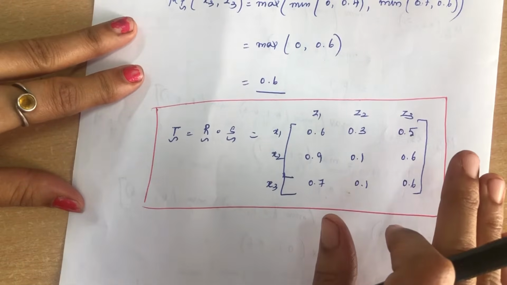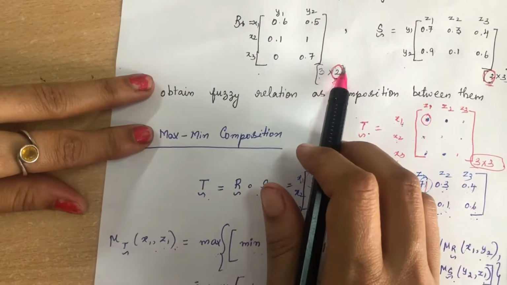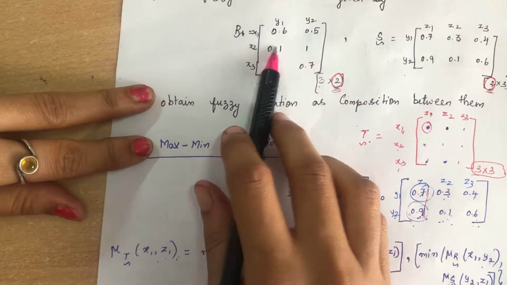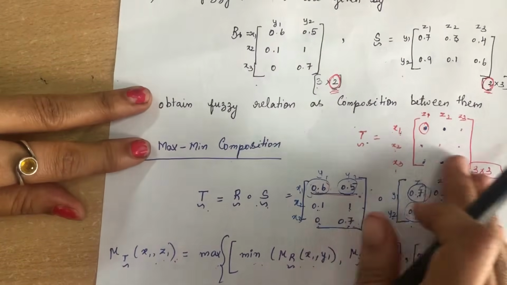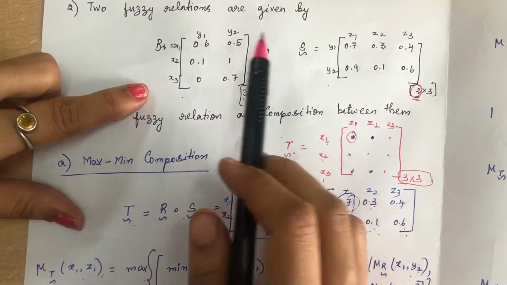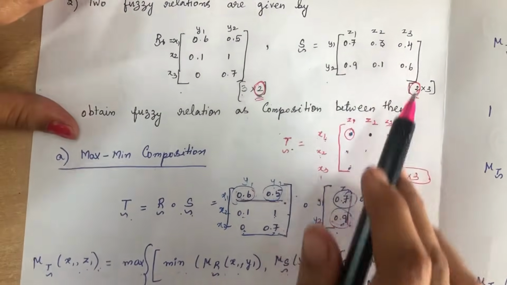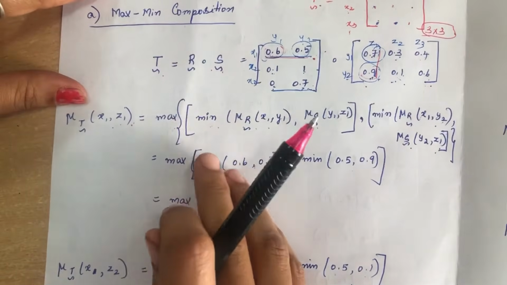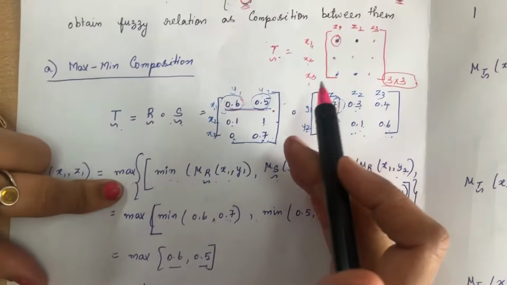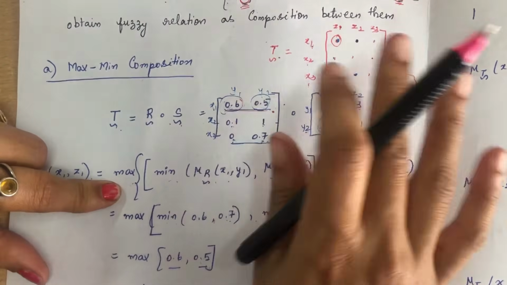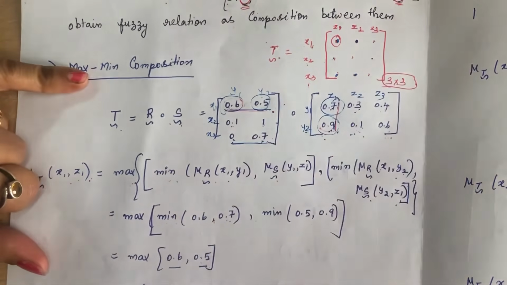When we want to find out the max min composition, first you have to check that the column vector of the first matrix and the row vector of the second matrix are one and the same. Then you form the resultant matrix by taking a composition between the rows and column values. You use max min composition, meaning maximum outside and minimum inside. By substituting these values, you will get your resultant matrix. So this is how you do max min composition.